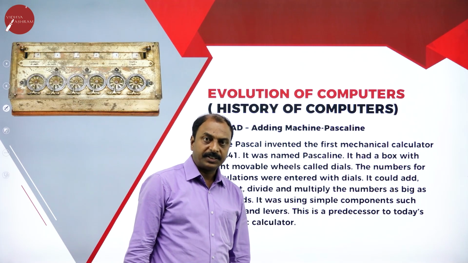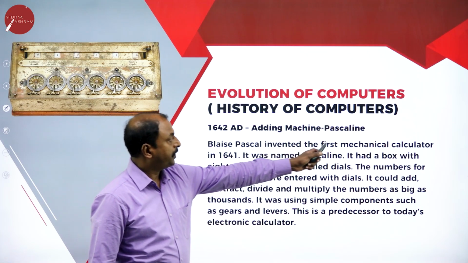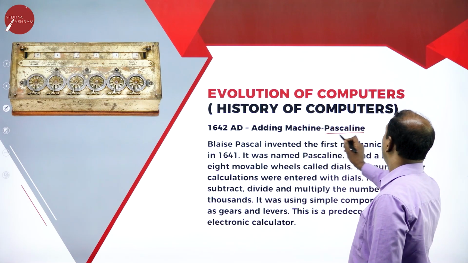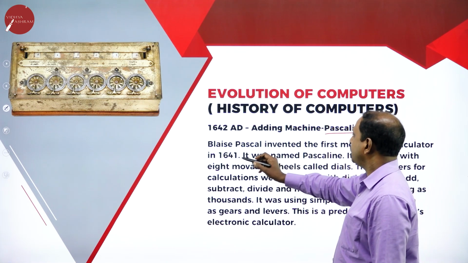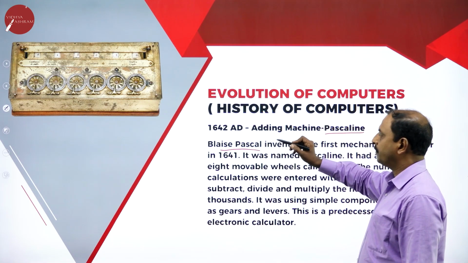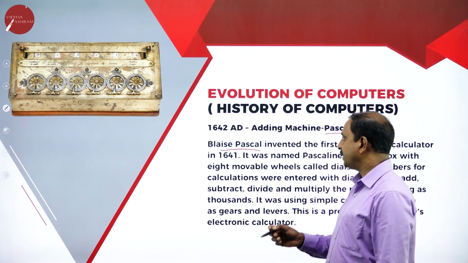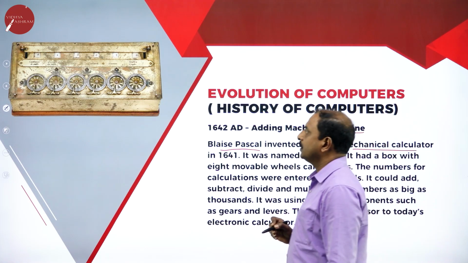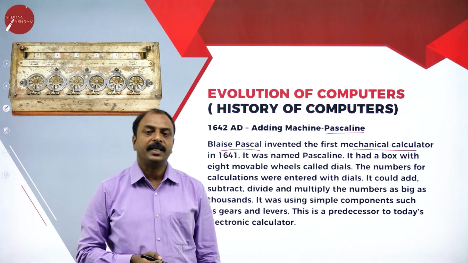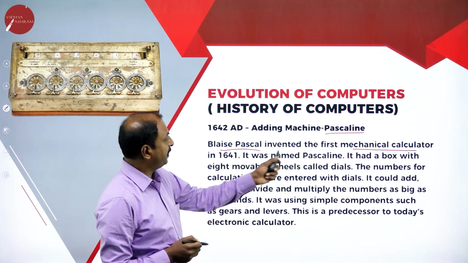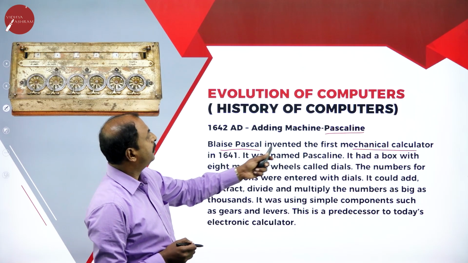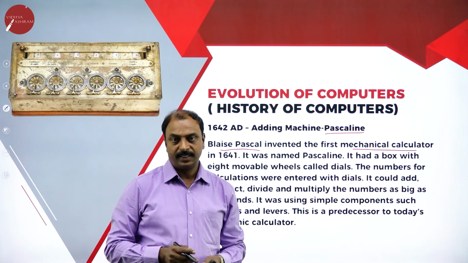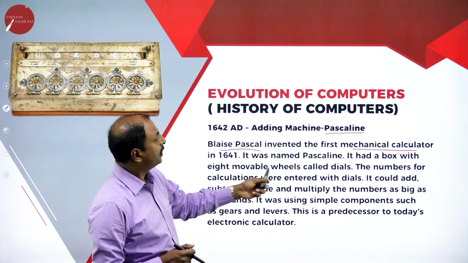Now let us move on to the next device. This is an adding machine called Pascaline. The next device is Pascaline. Blaise Pascal, you might be familiar with the name, was a scientist and he invented the first mechanical calculator. So this is the first mechanical device. Blaise Pascal invented a device that is called Pascaline, and this is the first mechanical device.